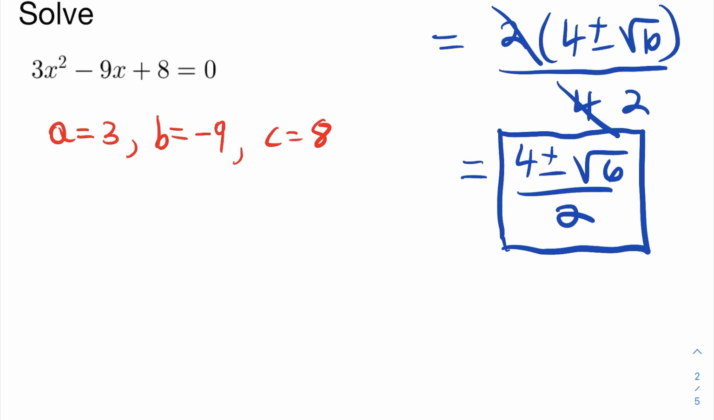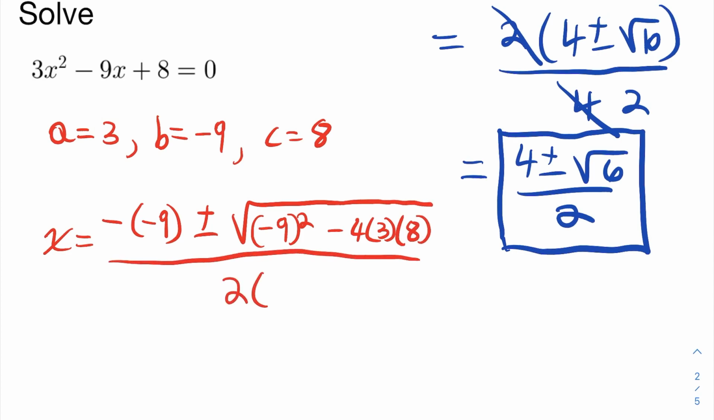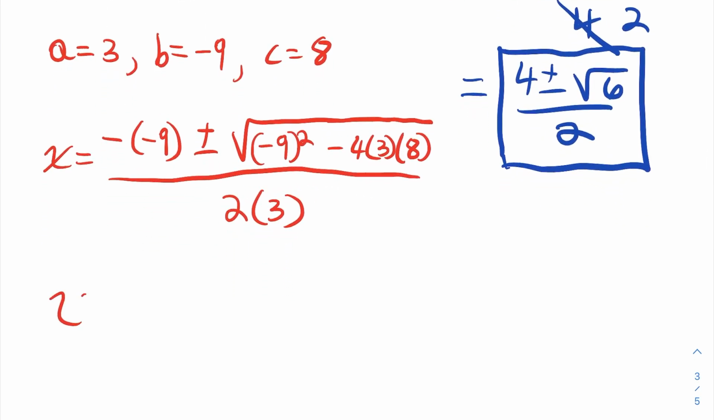The quadratic formula says that x is -b, -9, plus or minus the square root of b squared, -9 squared, minus 4 times A, which is 3, times C, which is 8, all divided by 2 times A, which is 3. Alright, so we'll work this out.